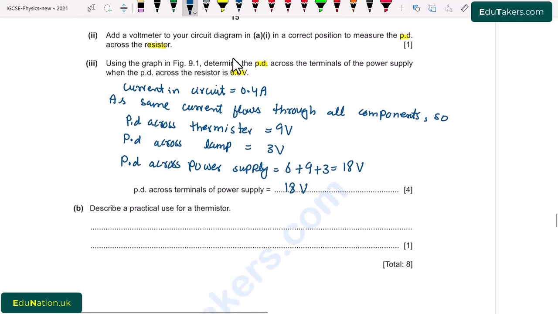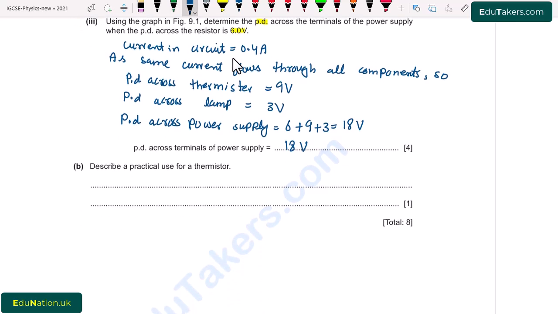Part B. Describe a practical use for a thermistor. We know that thermistor resistance is not fixed and it changes with the change in temperature. So we can use this in fire alarms. So I write here fire alarms.